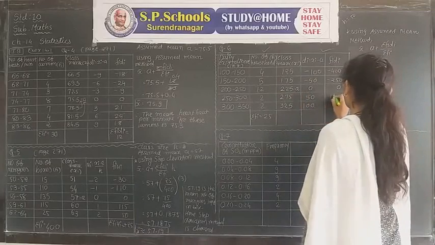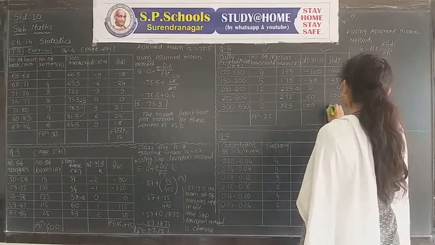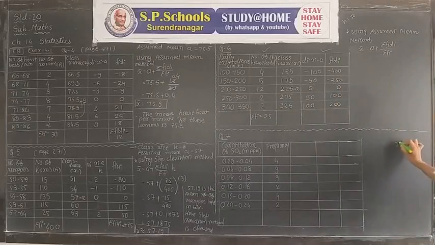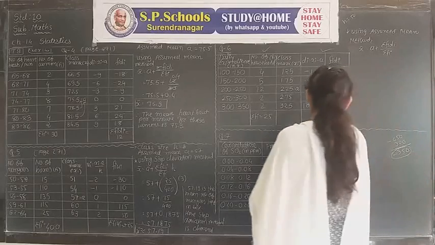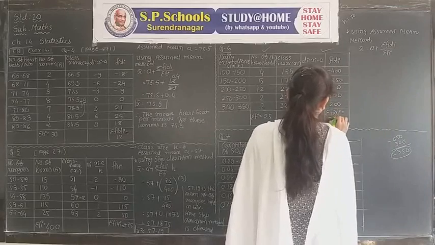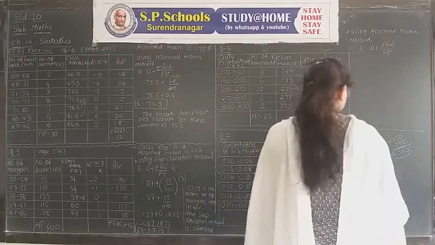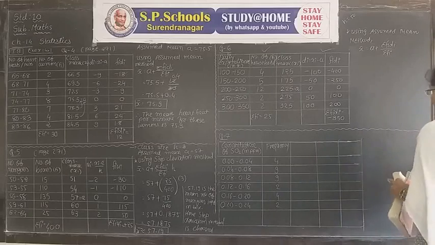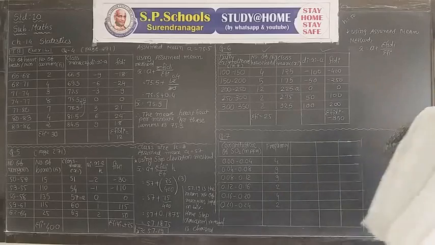50 twos are 100. 100 twos are 200. 200 and 100 gives us 300 positive. 250 and 400 is 650, minus 650 plus 300 gives 350, but it is minus 350. The value of sigma fi di is equal to minus 350. Hence the table is completed here.